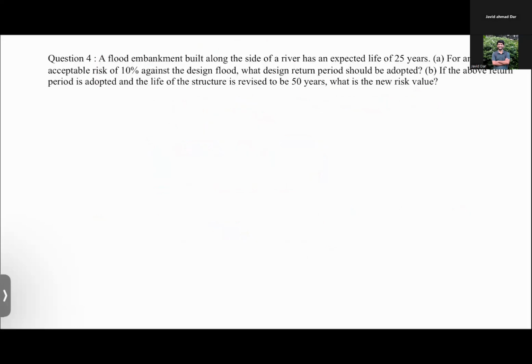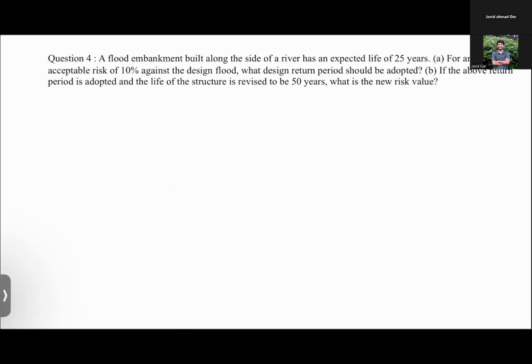Any doubts on this? If not, then we can start with the problem. The problem is that there is a flood embankment built along the side of a river that has an expected life of 25 years. For an acceptable risk of 10% against the design flood, we need to first estimate the return period.